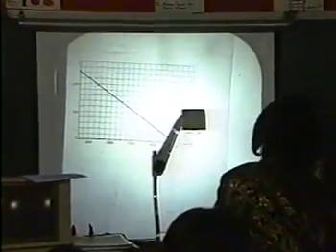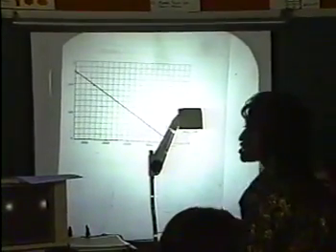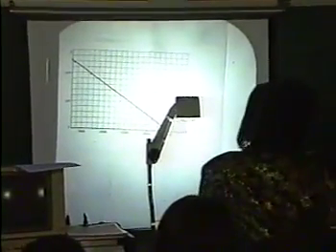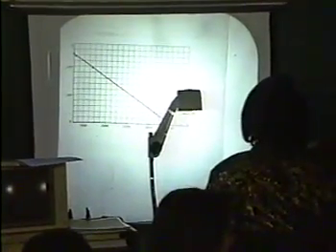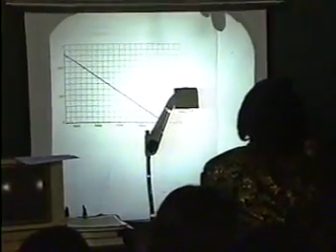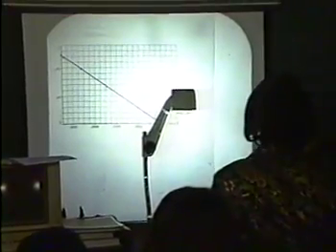What does L represent, according to the information that I've just given you? What do you think L represents? Chris? Length. The length of the river. And what does T represent? Yes? The time. The time.